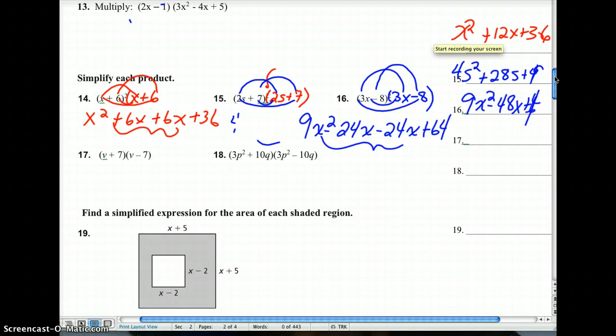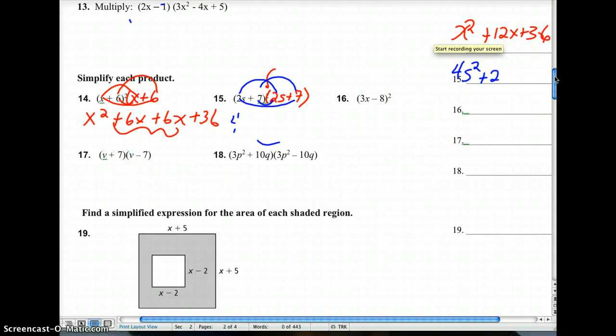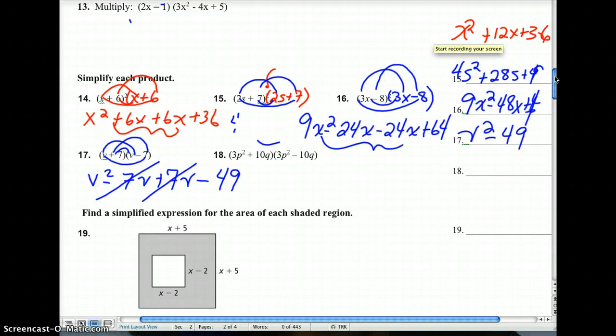Number 17, another FOIL problem. V times v is v squared. Outside is minus 7v. Inside is positive 7v. And my last, a negative times a positive, will give me a minus 49. In this case, these cancel or make 0 v's. So my answer is just v squared minus 49. Nothing would be in the middle.